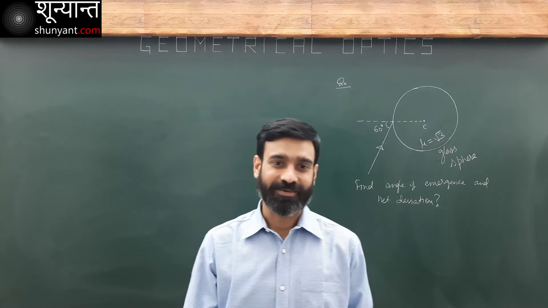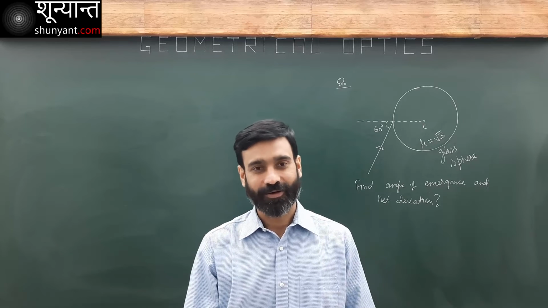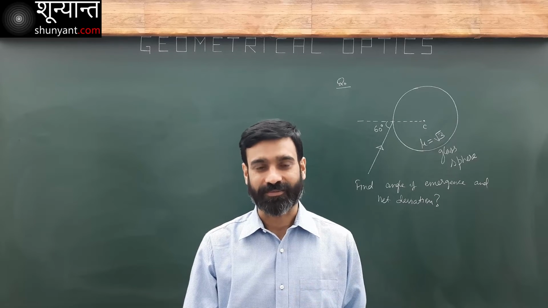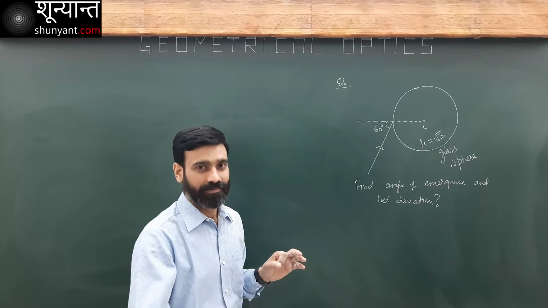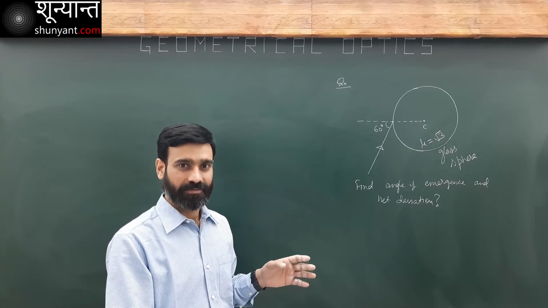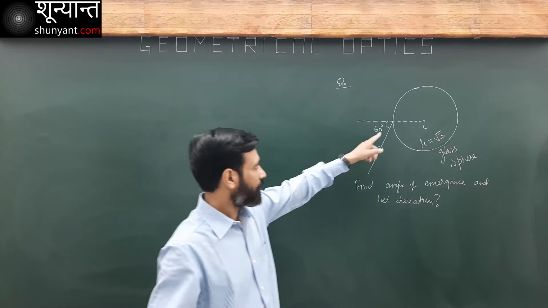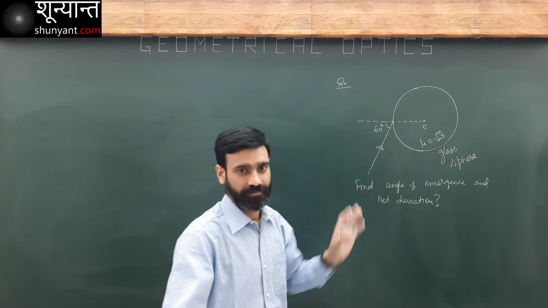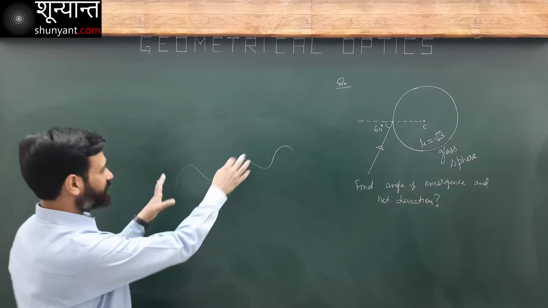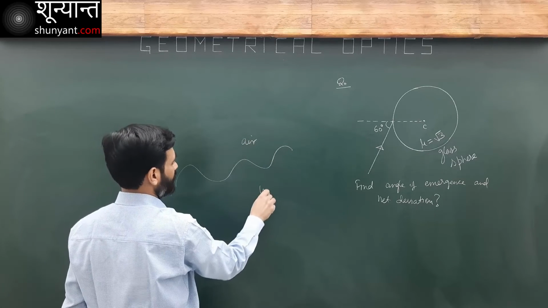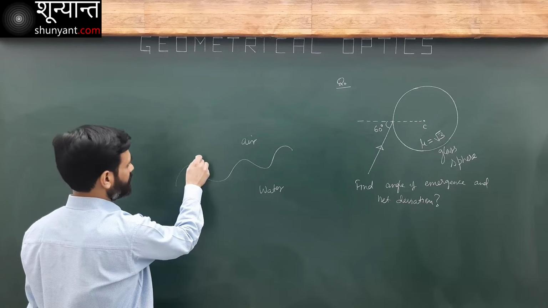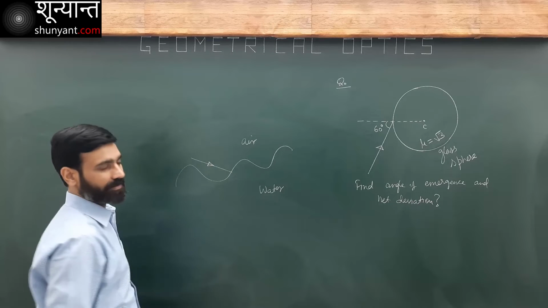Like laws of reflection are applicable for any surface, plane surface or curved surface, spherical surface, parabolic surface, any kind of surface. Snell's law is also applicable at any surface. You just have to draw the normal at the point of incidence. Even if I have a surface like this, I have air here, I have water here. I have this kind of surface, and light is incident like this.